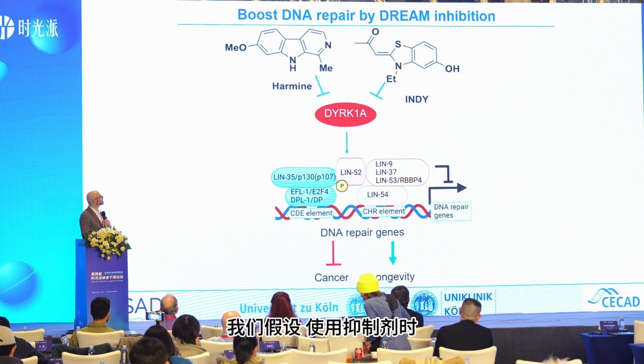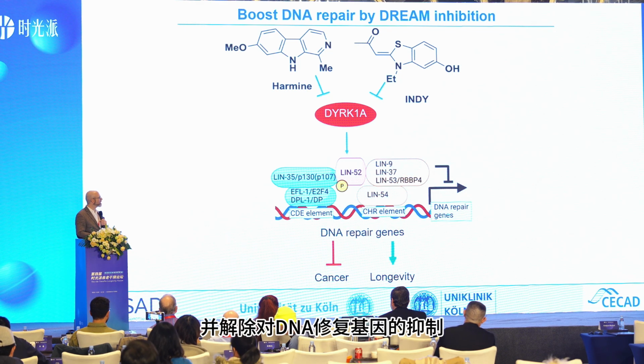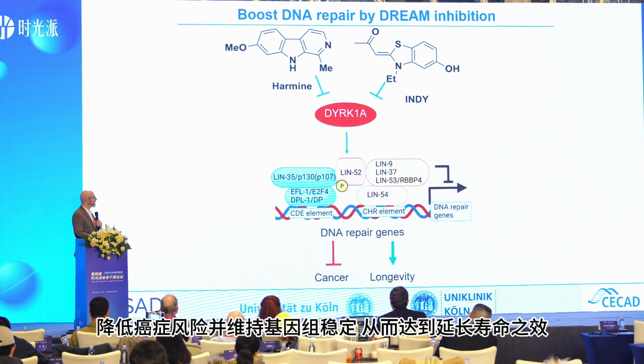And then our hypothesis was that when we apply these inhibitors, we would inhibit DREAM, disassemble DREAM, and de-repress DNA repair genes, and we would propose that this could be a valuable strategy to slow down the mutation accumulation, to lower cancer risk, and promote longevity by maintaining the genomes better.